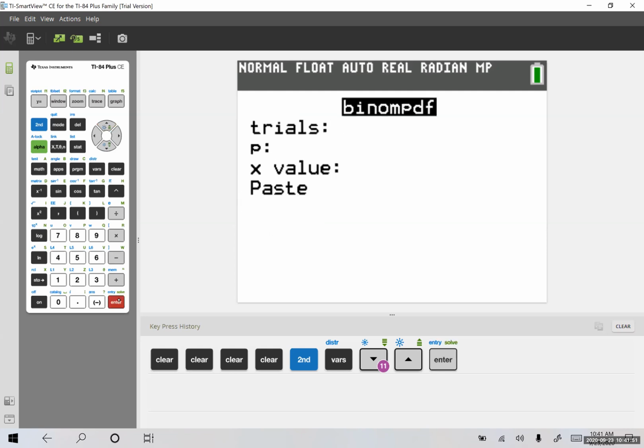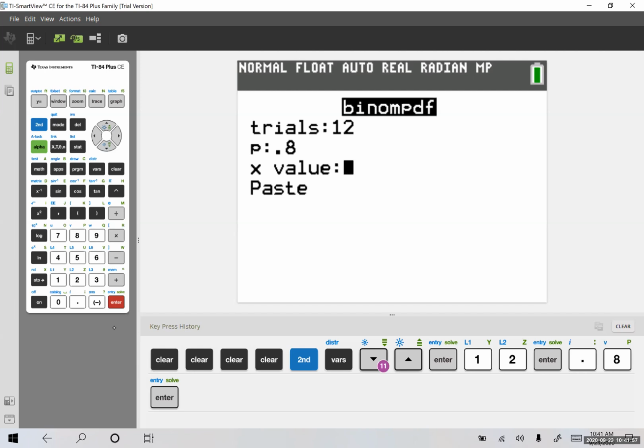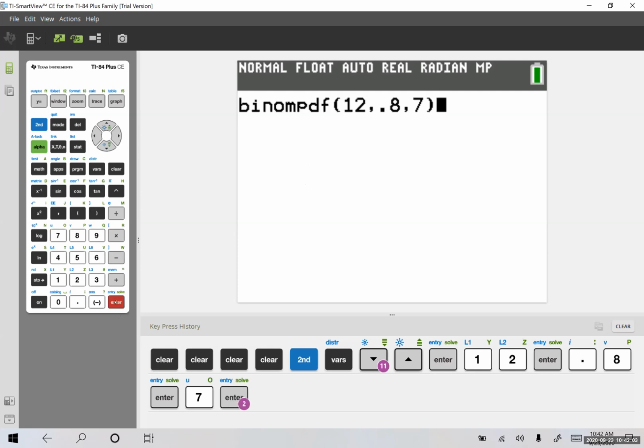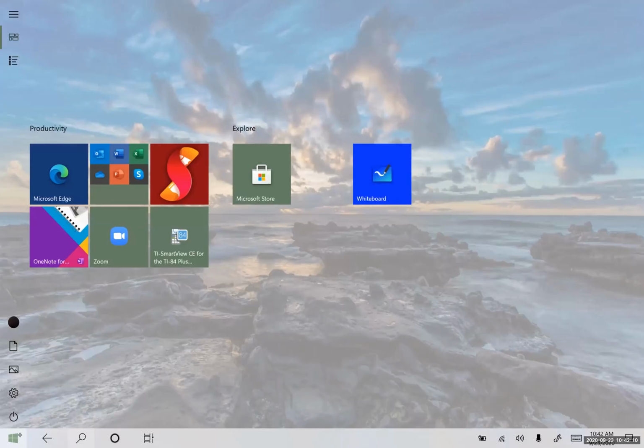Now it wants to know how many trials. Well, I know there was 12. What's the probability P? Well, that's 0.8. What's the X value? How many jurors are we looking for that are Mexican American? We said exactly 7, and then you hit enter. Now I get 0.053, same as the table.